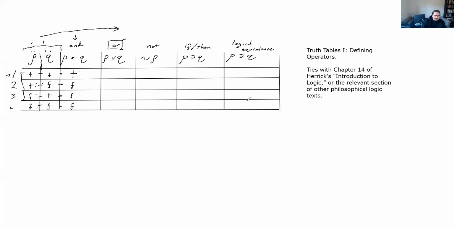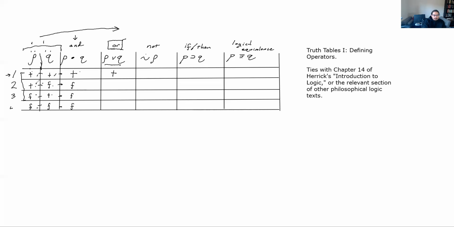So what does that mean here? When we go back to this, P or Q, we see here that P is true and Q is true. So remember, the condition for P or Q is that at least one of them must be true. Well, at least one of them is true. Both of them are true. Therefore, we're going to put true here.